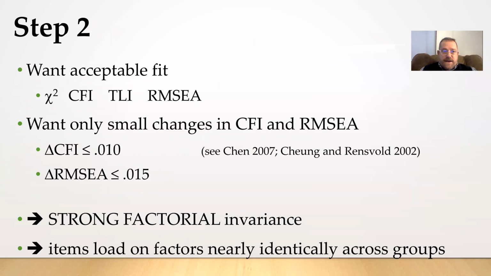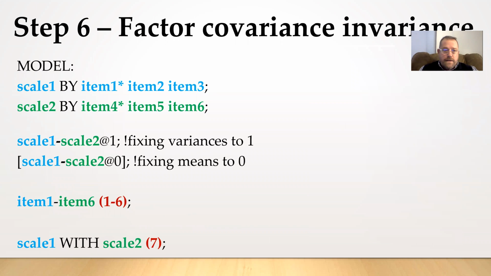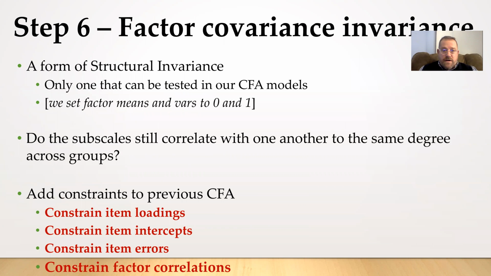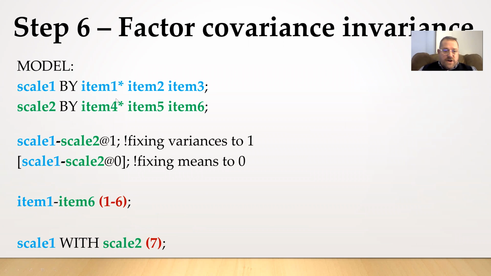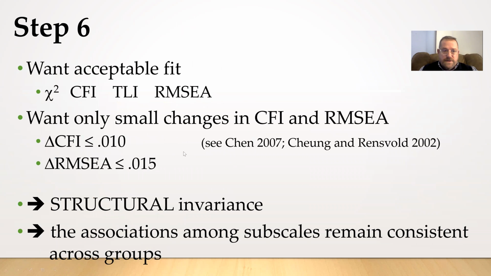But we can test if their correlations are essentially identical across the two groups. And so we do that by taking the step 4 model and adding in scale 1 with scale 2 and giving it a label. That forces it to be identical across the two groups. And again, we want only small changes in CFI and RMSEA and still excellent fit. And that would be a demonstration of one form of structural invariance. The associations among the subscales remain consistent.